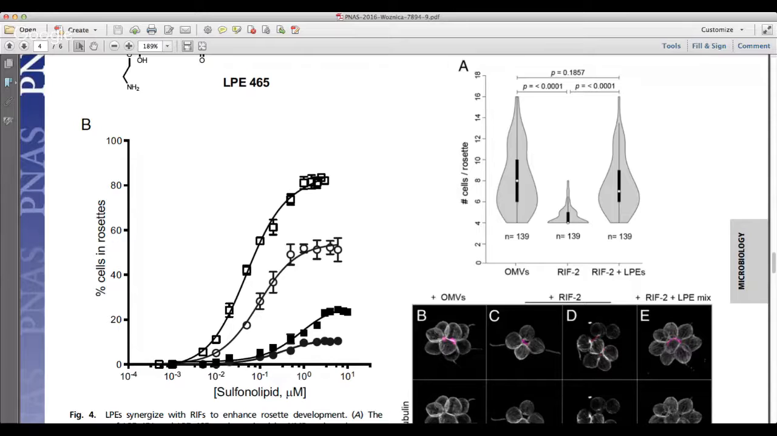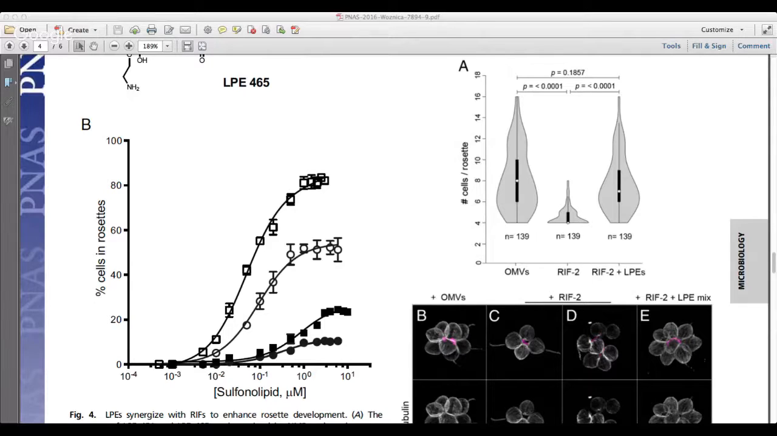Okay. Oh, I see what you're saying. So maybe it's a time thing, but I see what you're saying. But yeah, I think this type of plot gives you a more accurate reflection of how many of these really large rosettes are forming, and it turns out there's not a ton of them, but when you have just RIF2 alone, there are none of them. I like the fact that you can actually see this distribution.